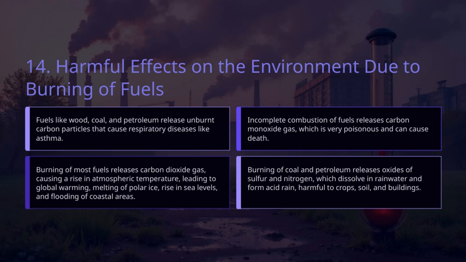Lastly, burning coal and petroleum releases sulfur and nitrogen oxides into the air. These gases dissolve in rainwater, forming acid rain. Acid rain can harm crops, degrade soil quality, and damage buildings and monuments. All of these effects highlight how our reliance on fossil fuels impacts the environment profoundly, emphasizing the importance of finding cleaner, sustainable energy sources.